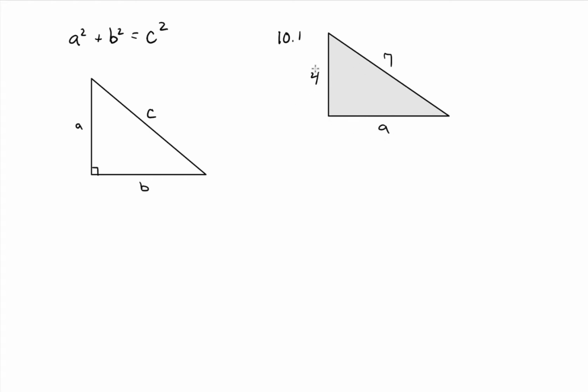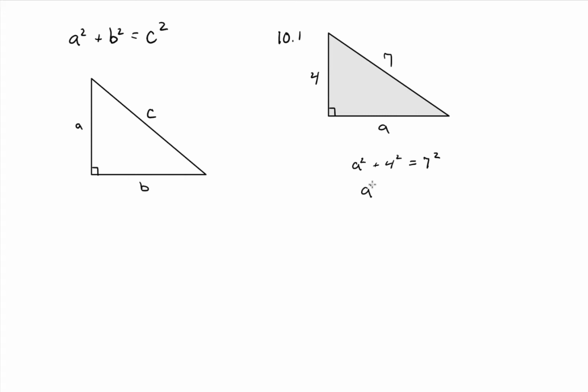So we know that these are A's and B's. The two legs that are creating the 90-degree angle are considered A and B, and it doesn't matter which one is which because they're added together. The commutative property of addition tells us it doesn't matter. So we're going to say that A squared plus 4 squared should equal 7 squared, right? So let's do the math as we know it.